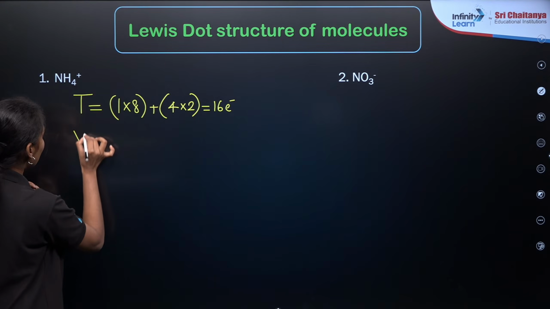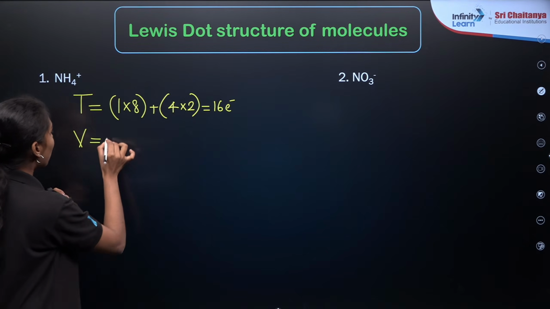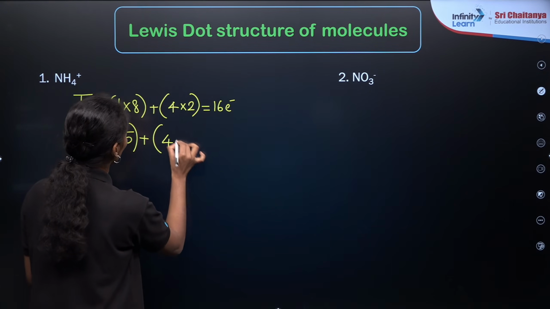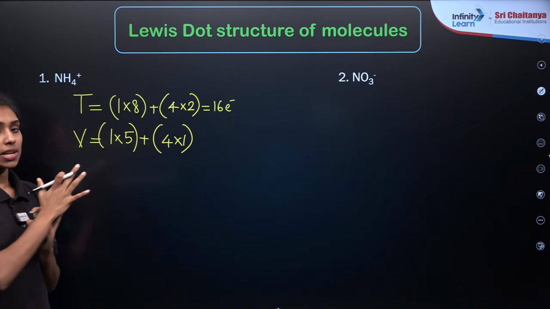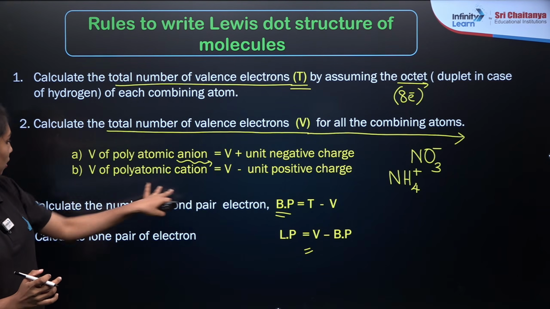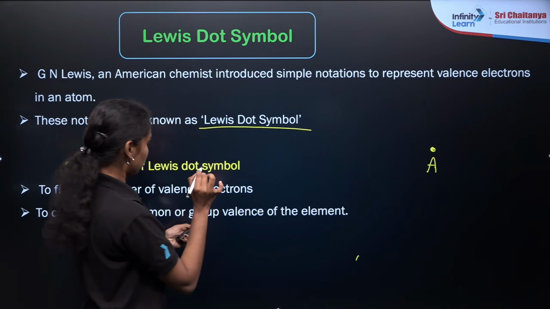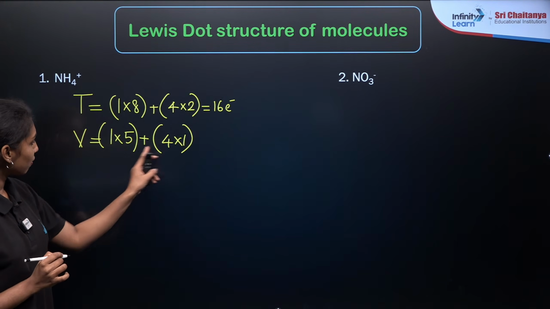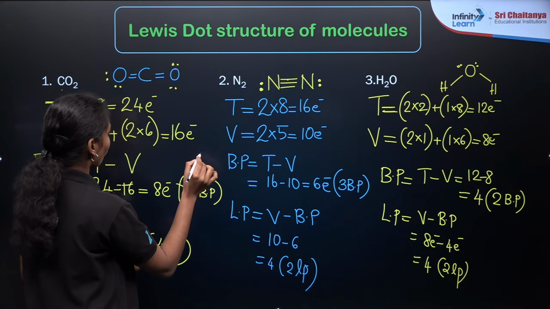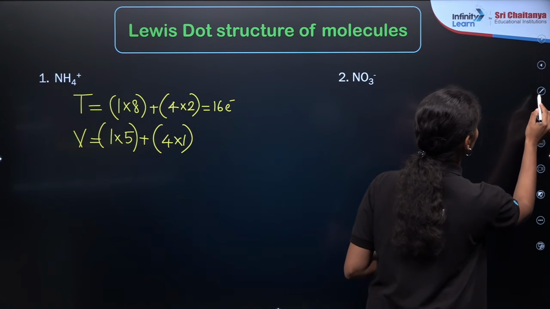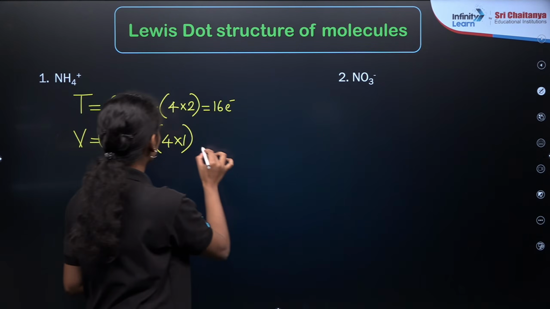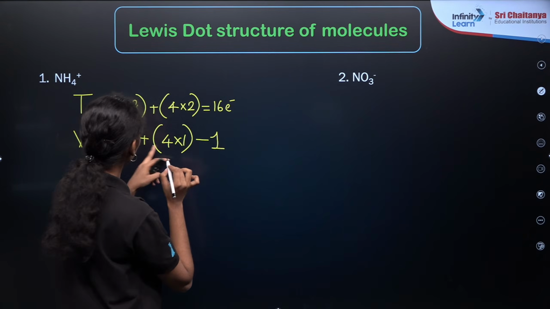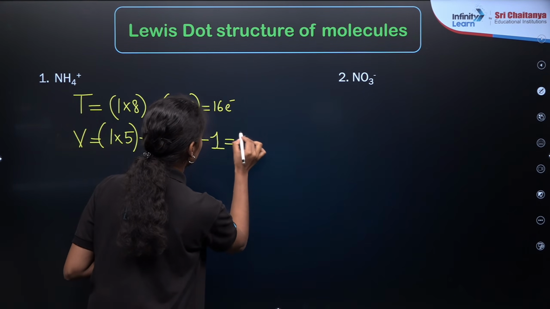Then what about the case of total number of valence electrons? For nitrogen it is 1 into 5 and for hydrogen it is 4 into 1. Here we need to consider the positive charge, right? If you have a polyatomic cation, you need to take the difference between the V value and the positive charge given here, minus 1. So total number of valence electrons will be equal to 5 plus 4, 9 minus 1 is equal to 8 electrons.